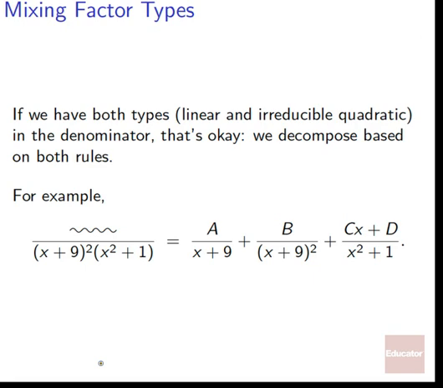If we've got both types, a linear and an irreducible quadratic mixed together in the denominator, that's okay, perfectly fine. We just decompose based on both of the rules. So for example, if we had x plus 9 squared, then the x plus 9s are going to follow this single constant format, because linears just had one constant on the top, x plus 9, and then x plus 9 squared. And then we switch to the other rule, x squared plus 1. Now we're dealing with an irreducible quadratic, so x squared plus 1, and we've got cx plus d on top, because since we've got a quadratic on the bottom, we've now got linear factors on the top. When we're dealing with linear factors on the bottom, even if it's multiple linear factors, it's just constants on the top.